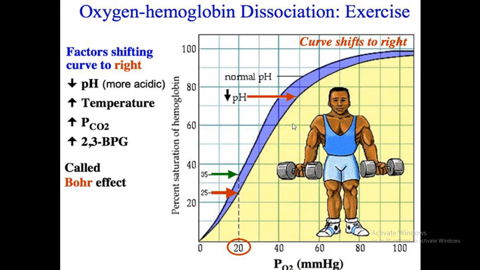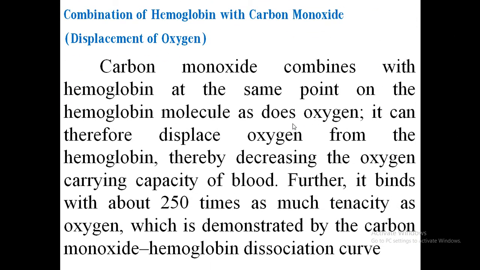One more thing I want to tell you about is carbon monoxide, because it is a very lethal gas and it must be clear how it affects the body. The combination of hemoglobin with carbon monoxide is very rapid compared to oxygen, and it displaces the oxygen. Carbon monoxide combines with the hemoglobin at the same point on the hemoglobin molecule as does oxygen. It can therefore displace oxygen from the hemoglobin, thereby decreasing the oxygen carrying capacity of blood.